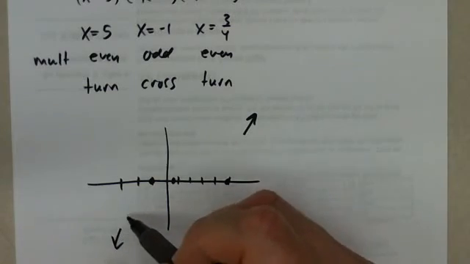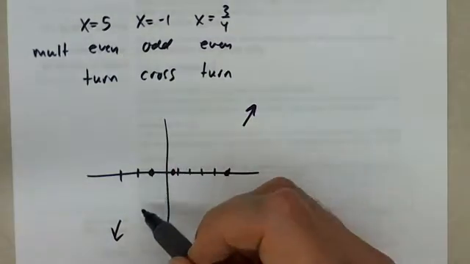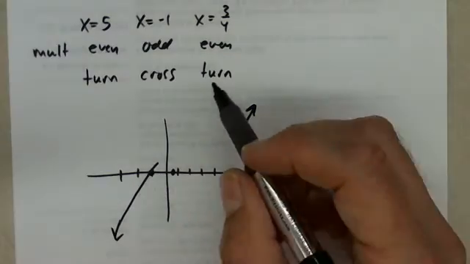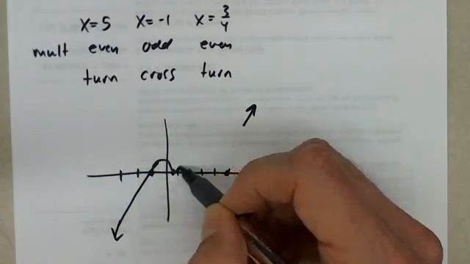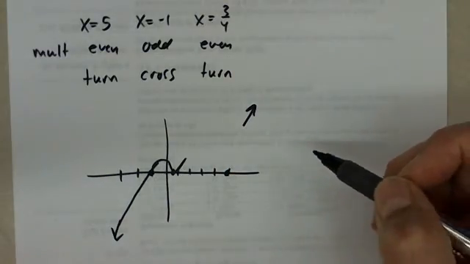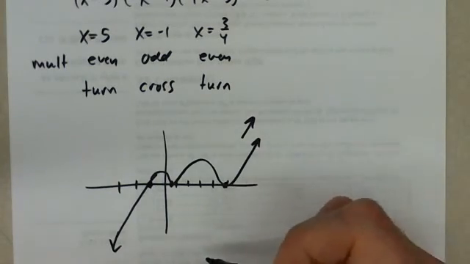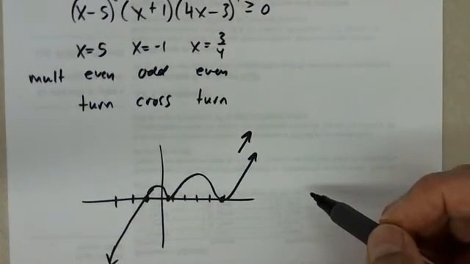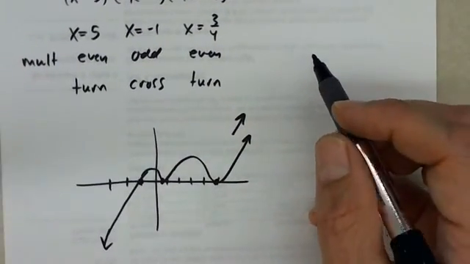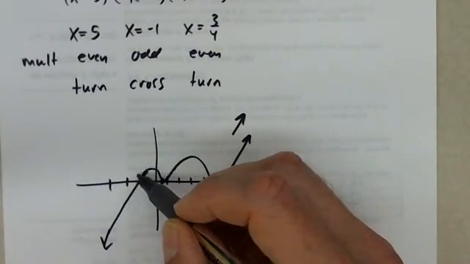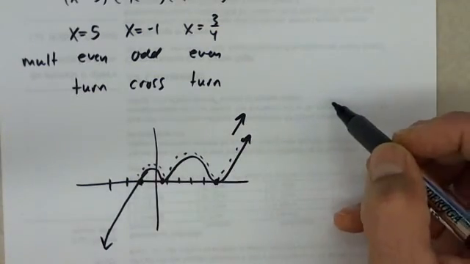And let's just follow this. At negative 1, it's going to cross. At 3/4 it turns, and then at 5 it turns. And now we just have to look at where's the graph above 0. Where's the y value above 0? Positive y value, positive y value, positive y value.